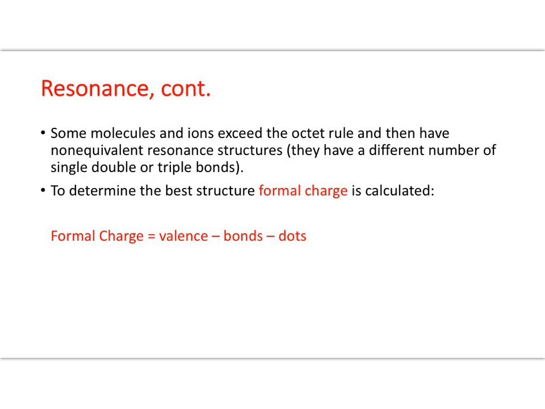The other thing that can involve resonance is this concept of formal charge. And this happens especially when you're dealing with molecules exceeding the octet rule, and then their resonance structures are very different, that they can have different numbers of single, double, or triple bonds. So there is a way to actually determine the best structure. So you can have resonance, but then also by doing this calculation of something called formal charge, you can figure out which of the resonance structures is actually the most favorable.